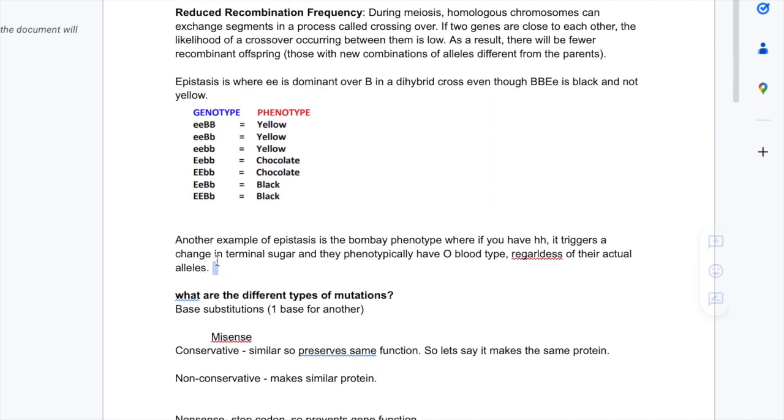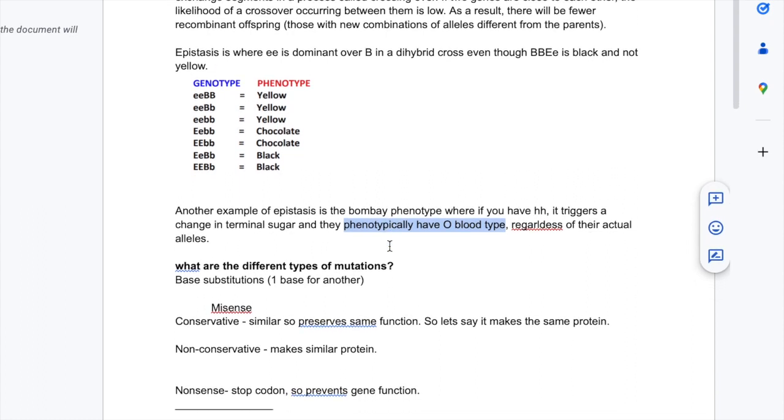And I like this example of the Bombay phenotype because this is also an example of epistasis that just makes more sense for me. So you can have all your phenotypical ABO blood types. However, if you have a special phenotype of having an hh, it can actually change the terminal sugar, and you automatically show phenotypical O blood type regardless of your actual allele. So you could have two uppercase B's, two dominant homozygous B alleles for your blood type, and technically you should be B blood. However, because you have this hh and because of epistasis, you're going to show a phenotypical O blood type.